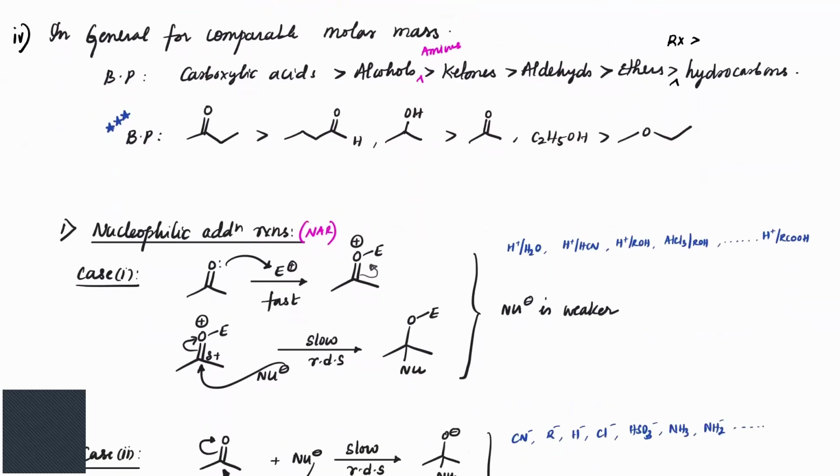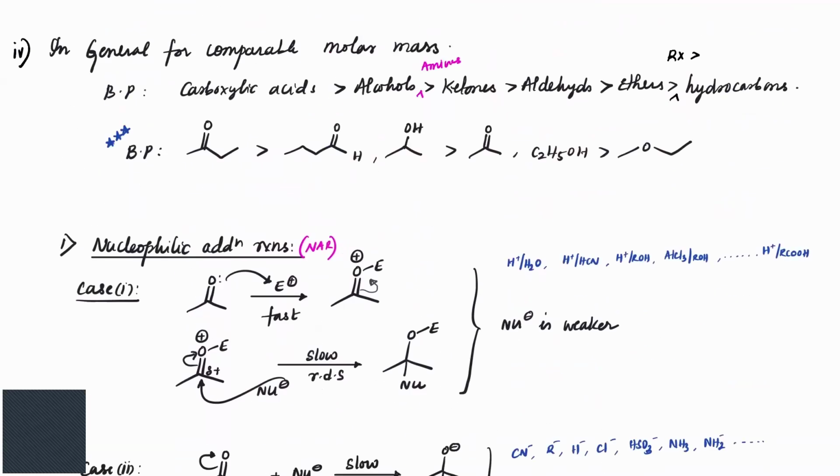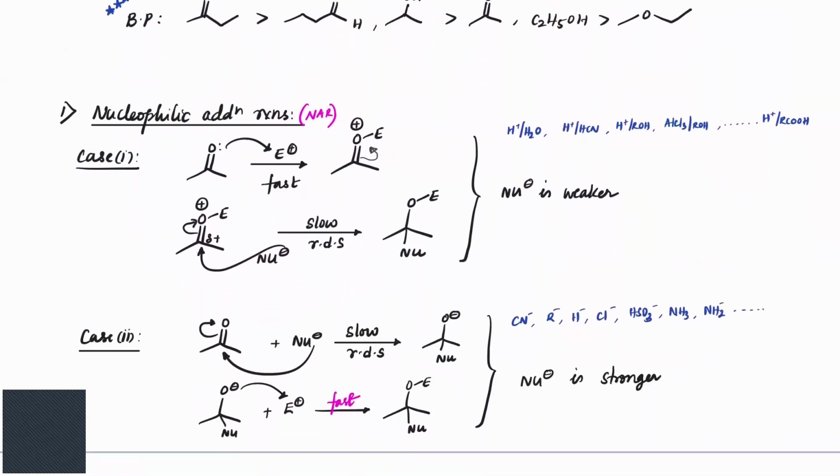Next, these are some important physical features. Now let's talk about the chemical properties. The main chemical reactions that aldehydes and ketones offer are nucleophilic addition reactions. A lot of books use the terminology NAR, nucleophilic addition reactions, or simply AR, addition reactions. Okay.